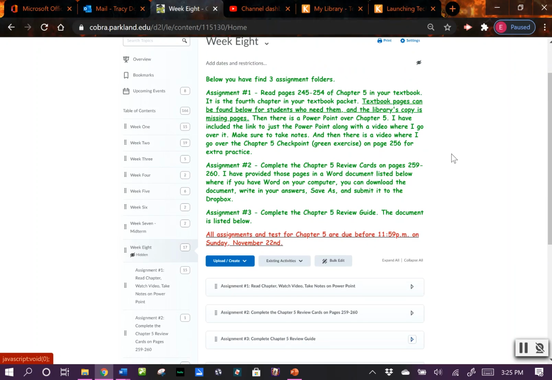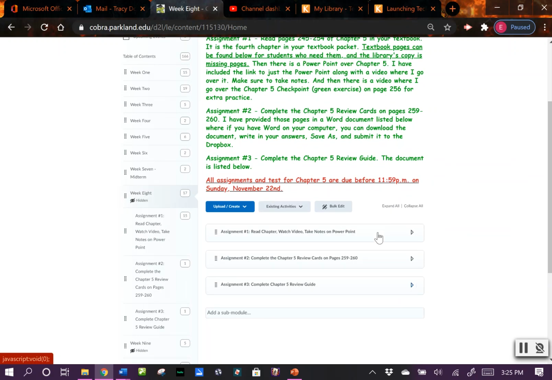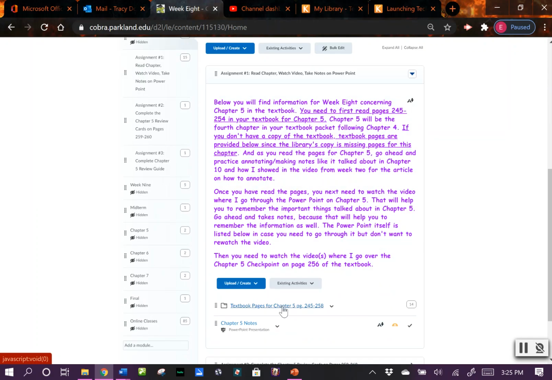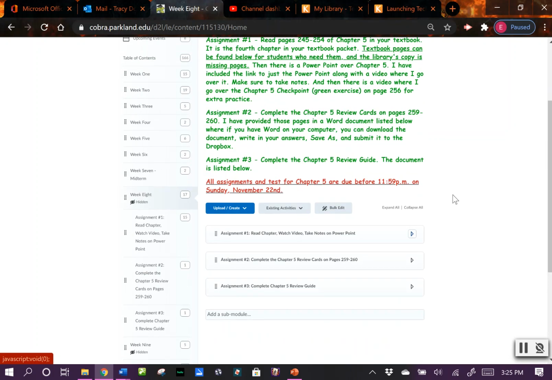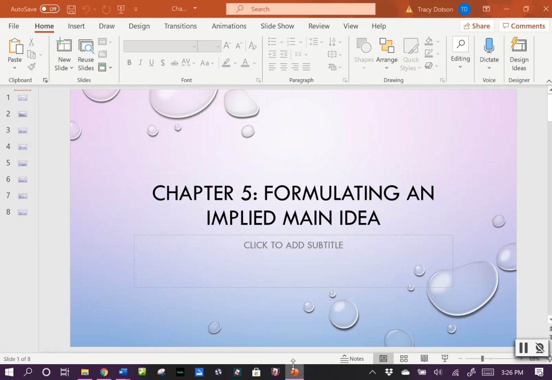I will say for those who need the textbook pages and you didn't buy the book, I was notified that the library's copy was missing pages from chapter 5 and chapter 7. So for those two chapters, chapter 5, I have up here on Cobra a small folder with the textbook pages for you if you need them. And I'll do that again when we get to chapter 7. So let's get started with the PowerPoint.